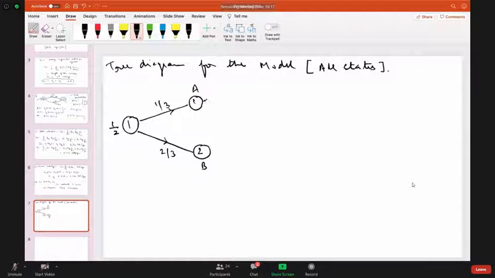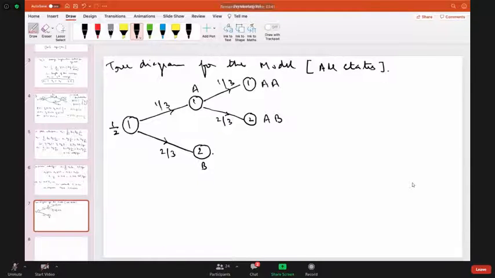From 1, you can get 1 back if the transition probability is 1 by 3. In that case, you already had A and a new A gets added, so now the message will be AA. You can also come to state 2 with a transition probability of 2 by 3. A was already there, and when you come to 2, B is emitted. So now the message is AB.